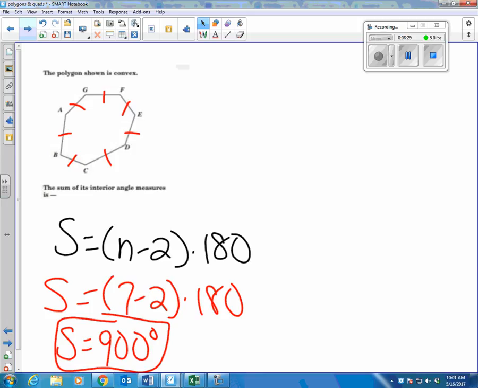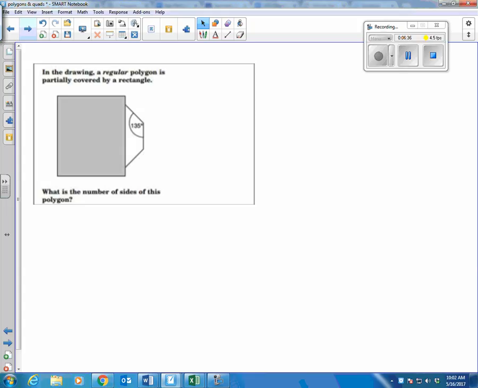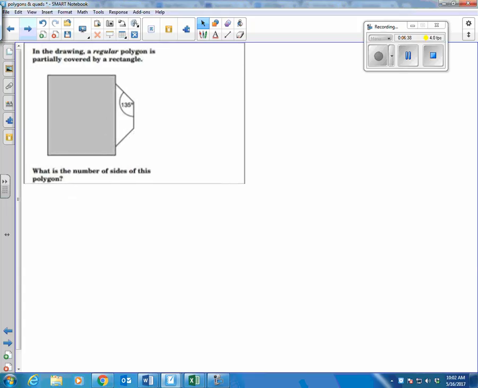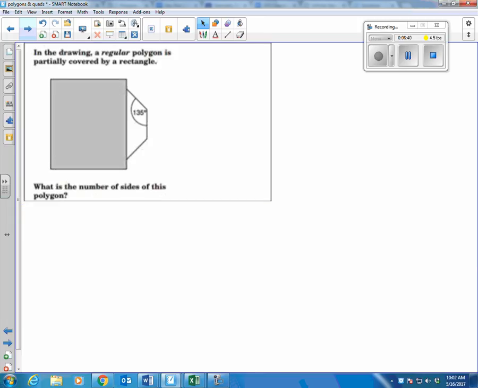Okay? And then let's go to example 4. Now you'll often see one like this, where you'll have things covered. So in the drawing, you have a regular polygon, and it's partially covered by a rectangle. And so we want to know the number of sides.